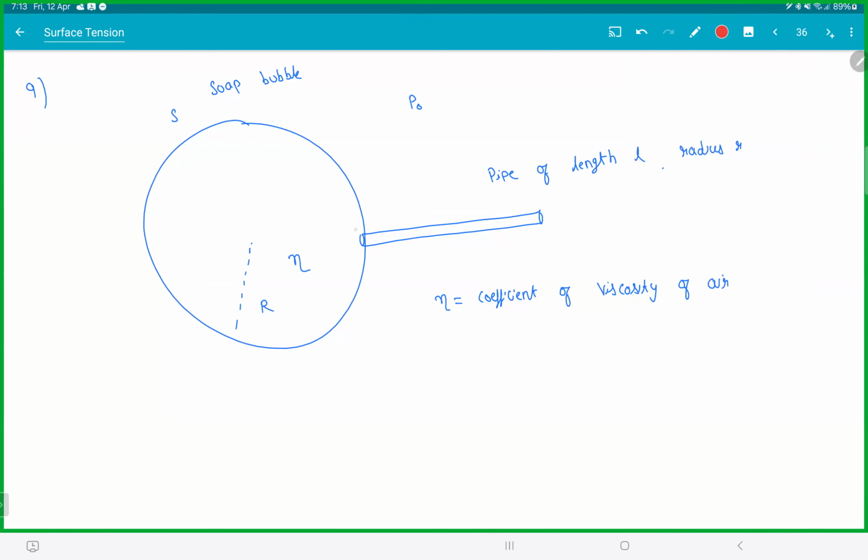Because the pressure inside the bubble is more, the air will start leaking out of this pipe into the atmosphere. And because of this, the bubble's radius will decrease. Find the radius of the bubble as a function of time t. The initial radius is R. Viscosity and surface tension are given. Question is clear? Yeah, let's get that.